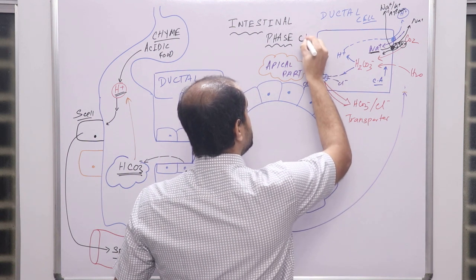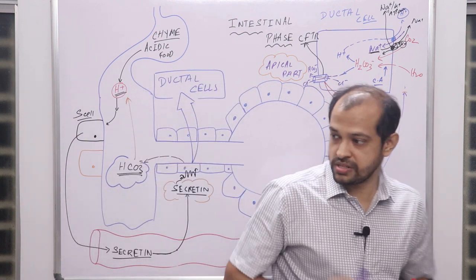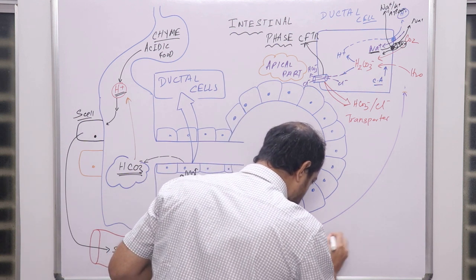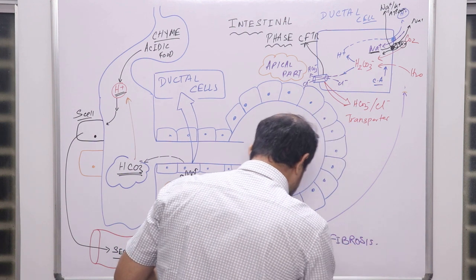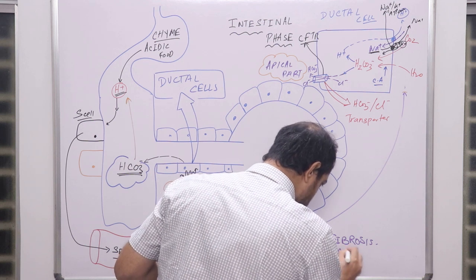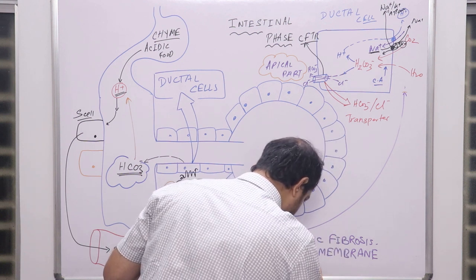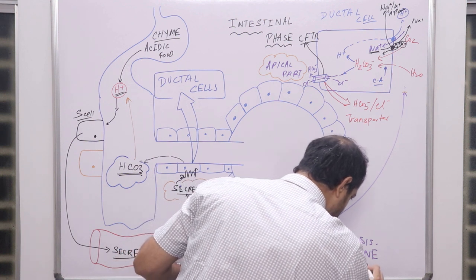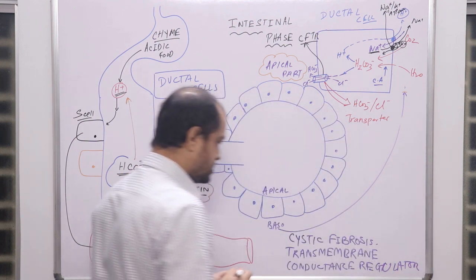because this particular protein channel is called CFTR. What is the full form of CFTR? Anyone? Cystic fibrosis transmembrane conductance regulator. This is the full form of the cystic fibrosis CFTR channel.